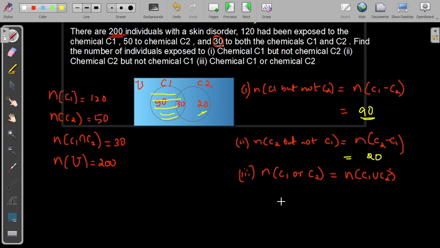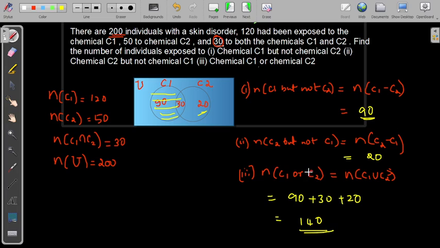Now to get n of C1 union C2 without using the formula, with the help of the Venn diagram, you know that the shaded region, the complete two circles with these values, represents the union. So you have to add up all values. 90 plus 30 plus 20 finally gives you 140. 140 individuals are exposed to either chemical C1 or chemical C2.